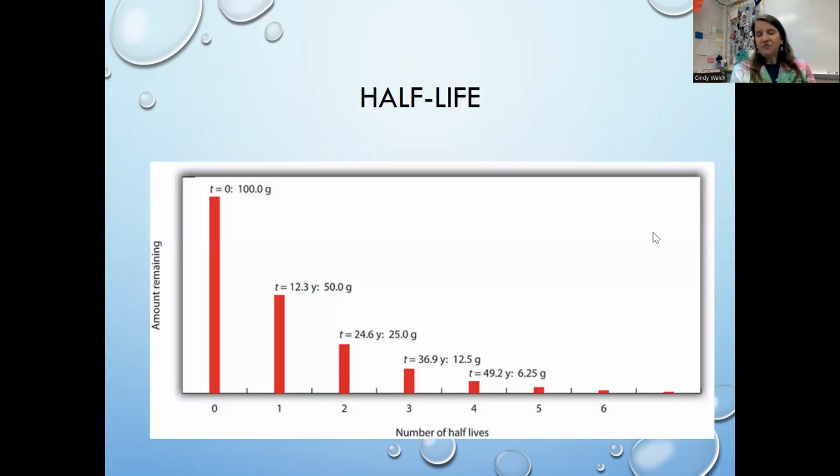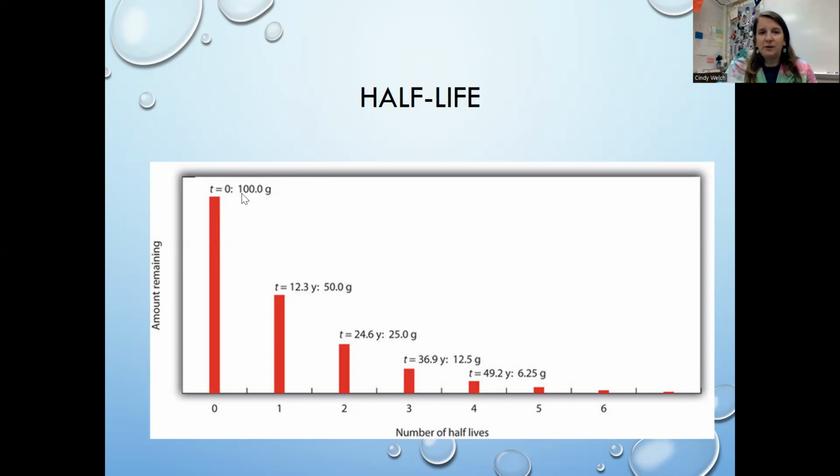So half-lives for different substances can be conveyed in seconds. It could be conveyed in days, years, and so on and so forth. So this is a graphic example of half-life. This is telling us that at a time of 0, we have 100 grams of a sample. And as you can see, after each half-life on the x-axis here, our sample decays by half.